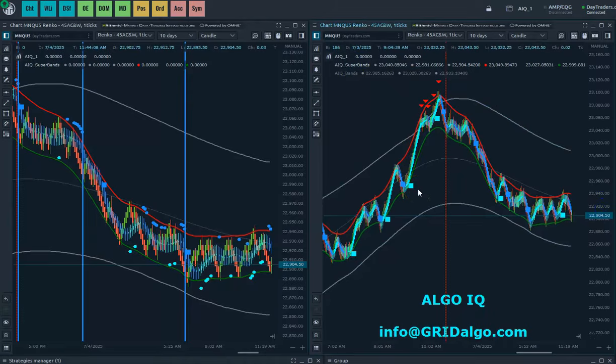Now we do have an automated strategy called the AIQ Mom Strat that takes these signals and can operate automated trades for quick scalping. We just deployed that a couple weeks ago.